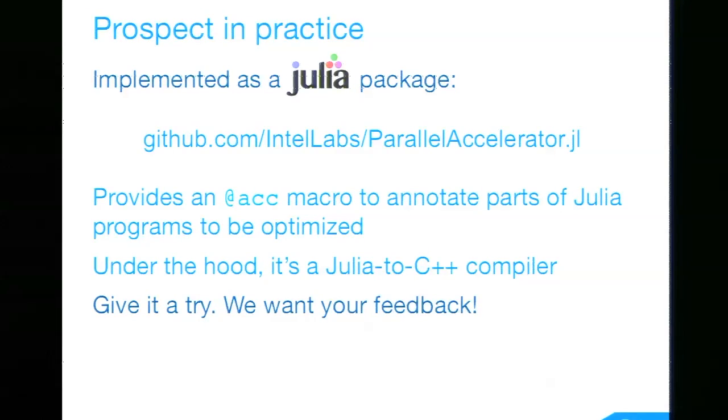So the key part of the interface is a macro called ACC. This is the syntax for macros in Julia with the @ sign. And that's short for accelerate. So the way it works is you import our package, and then you can annotate functions in your code with ACC. And doing this lets you designate the parts of your Julia program that you want to compile to optimized native code. And under the hood, this Parallel Accelerator package is a Julia to C++ compiler that is itself written in Julia.